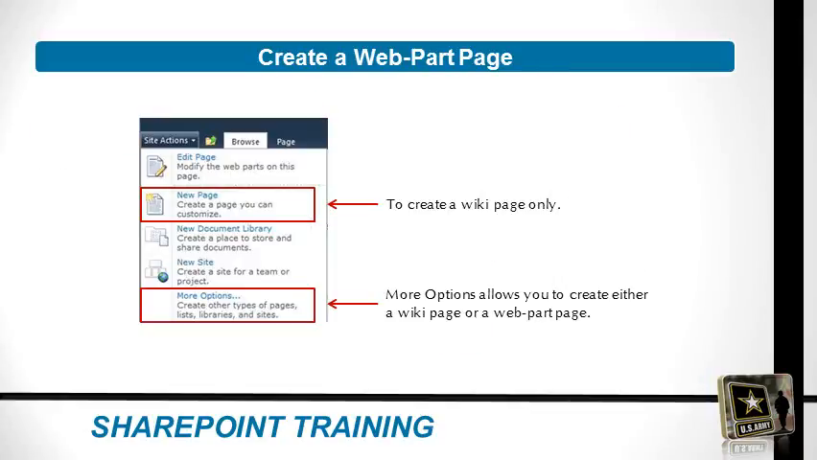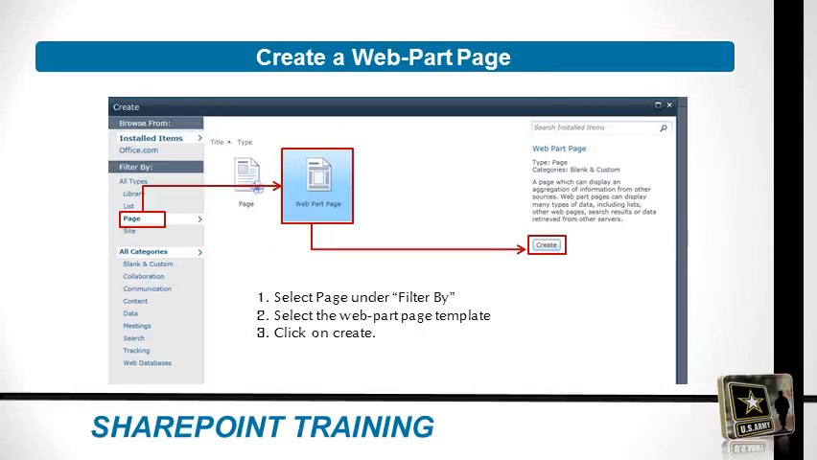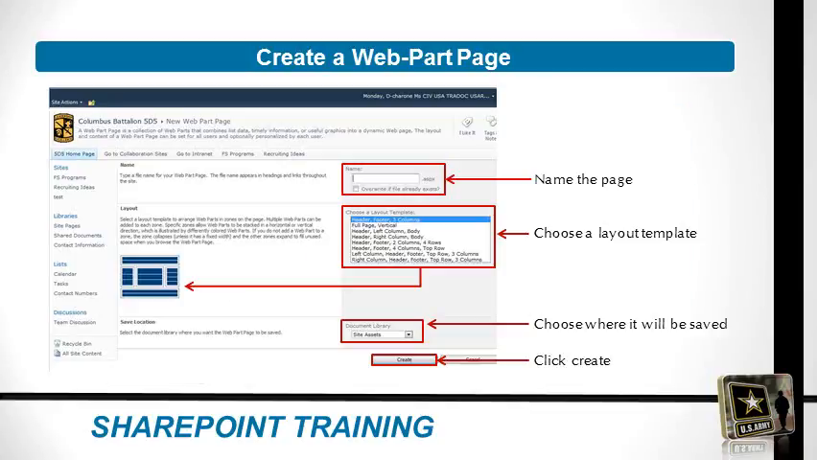In the Site Actions menu, click on the More Options link. Remember, the New Page link only allows you to create a wiki page. On the Create screen, under Filter By, select Page. Then select the Web Part Page template and click Create. On this screen, you will name the page, choose a layout template, and choose which library will store the page. Notice that when you select a layout template, a sample of how the web parts will be displayed is shown on the left. Once you make your selections, click on Create and your new web part page will be displayed and ready for you to add content to the web parts.